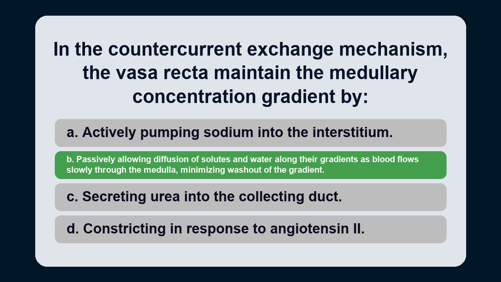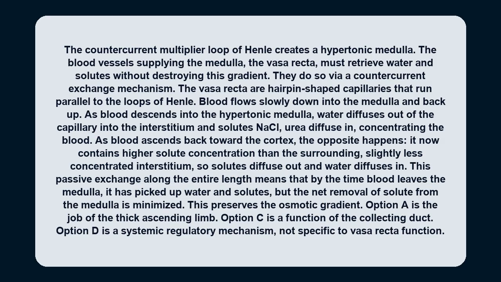The answer is B. The countercurrent multiplier, the loop of Henle, creates a hypertonic medulla. The blood vessels supplying the medulla, the vasa recta, must retrieve water and solutes without destroying this gradient. They do so via a countercurrent exchange mechanism. The vasa recta are hairpin-shaped capillaries that run parallel to the loops of Henle. Blood flows slowly down into the medulla and back up.